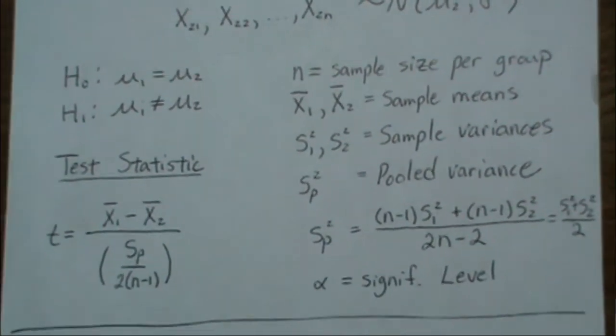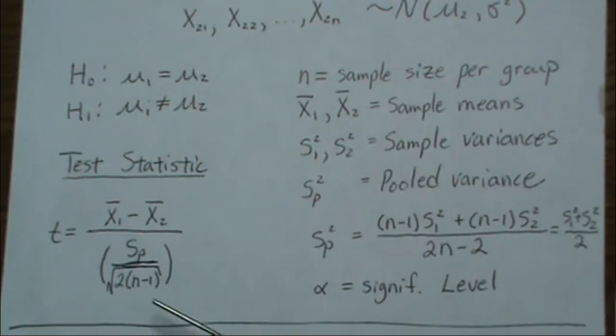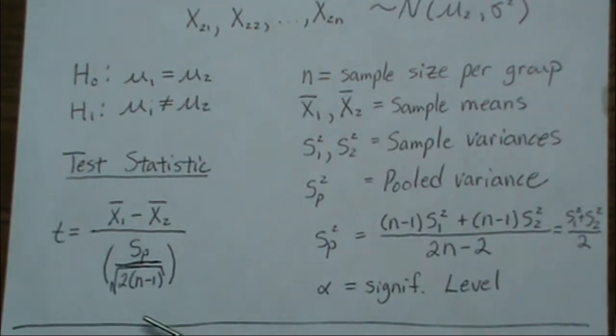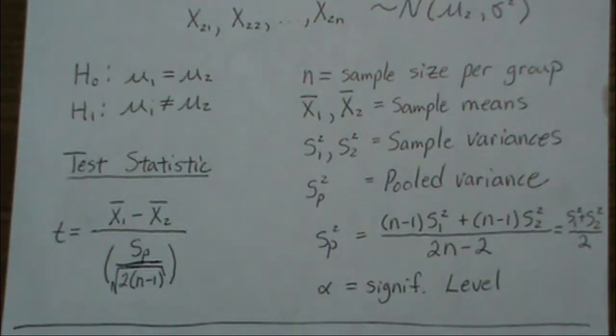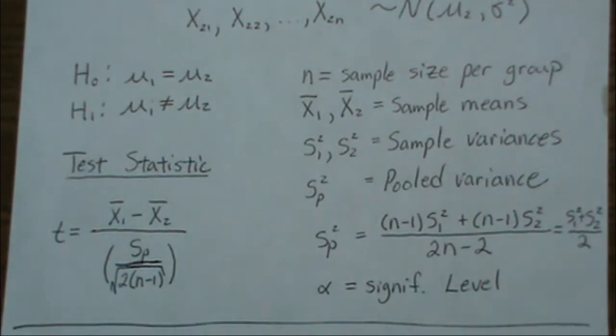Our test statistic, the t statistic, is going to be the difference of the sample means divided by the pooled standard deviation times the square root of 1 over n, that is, divided by the square root of 2 over n. And these are our sample statistics, with the significance level at alpha.